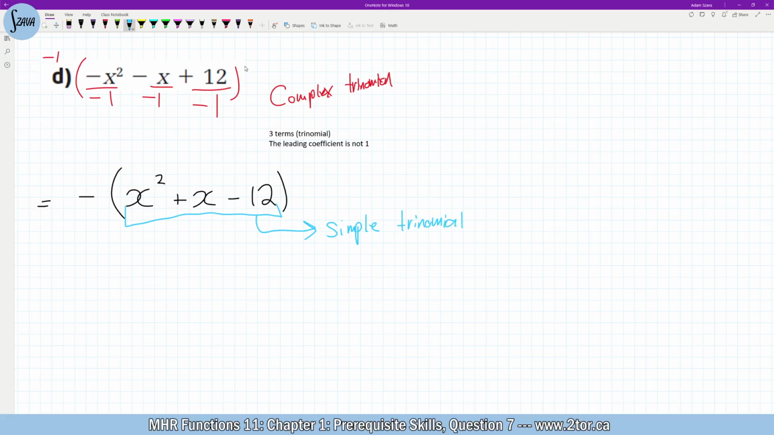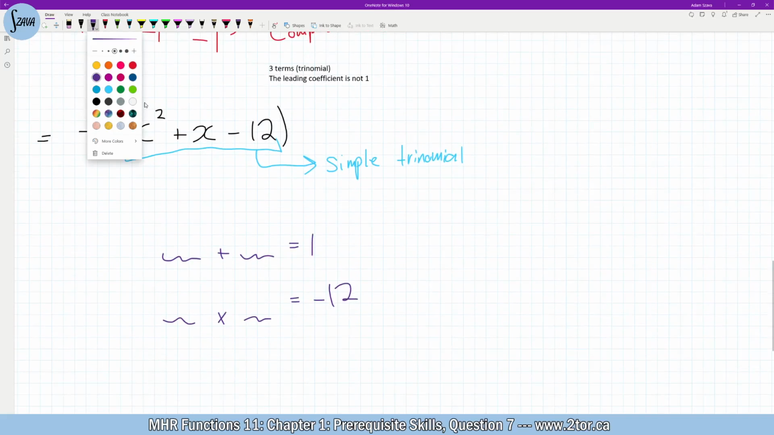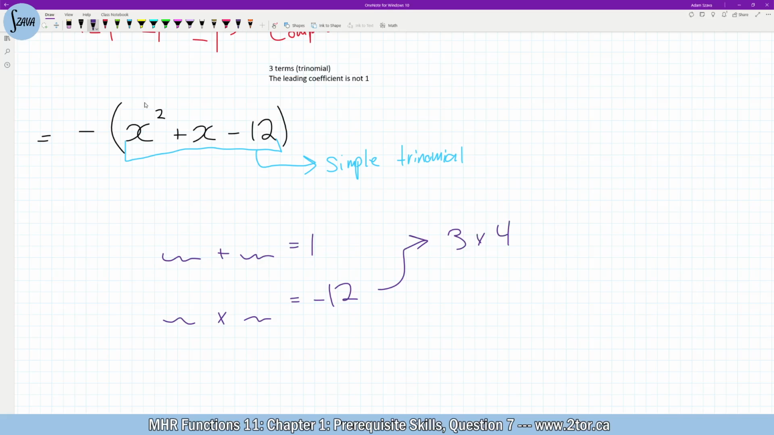So once again, we want to find 2 numbers, which this time add to 1, it's 1x here, but multiply to negative 12. I like to start with multiplication first. I know that 3 times 4 is 12, and negative 3 times 4 is negative 12. And 4 minus 3 is 1. So this looks like the answer. Negative 3 and 4.